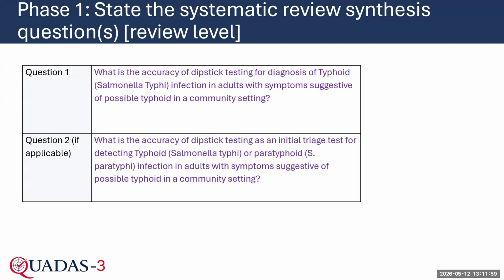So for our example study, we have a sort of theoretical systematic review we're conducting here. So we've come up with these questions that we'd be addressing in a systematic review, looking at dipsticks for diagnosing typhoid infection. So we've got the first question: what's the accuracy of the dipstick testing for diagnosing typhoid infection in adults with symptoms suggestive of possible typhoid in a community setting? So we've covered the index test, we've covered the target condition, and we've covered the population as part of our definition of the synthesis question.